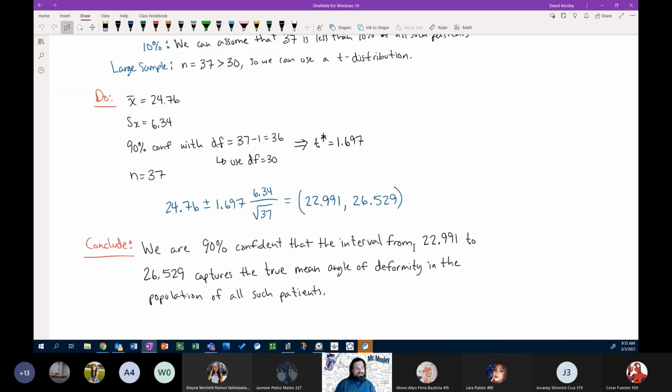We are 90% confident that the interval from 22.991 to 26.529 captures the true mean angle of deformity in the population of all such patients. Right? If you're stopping at, we are 90% confident that the interval from 22.99 to 26.529 captures the true mean, and you stop, you're not going to get full credit for that response because you didn't relate it back to the context. You must finish up with the actual context, the true mean angle of deformity in the population of all such patients. Now it ties back to our original context.